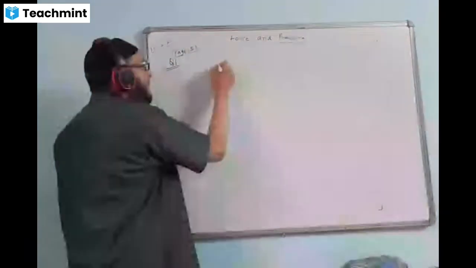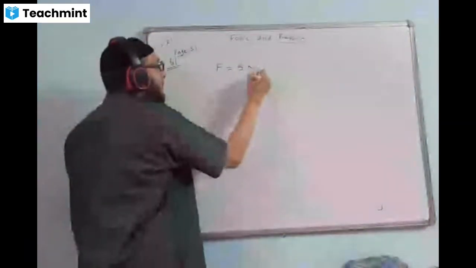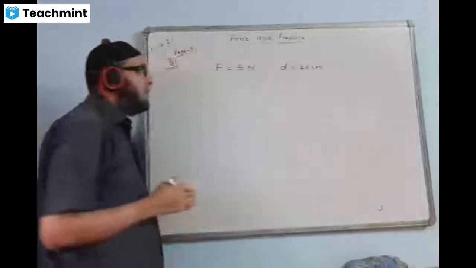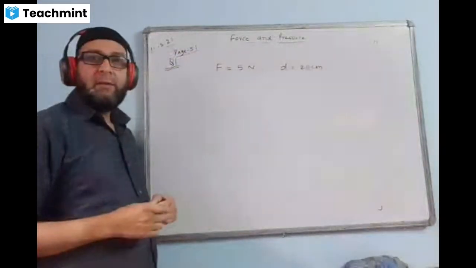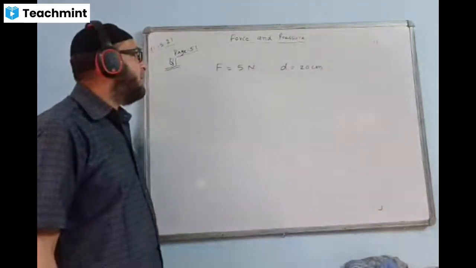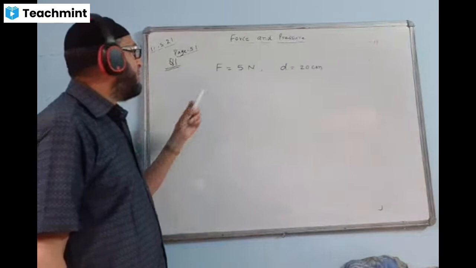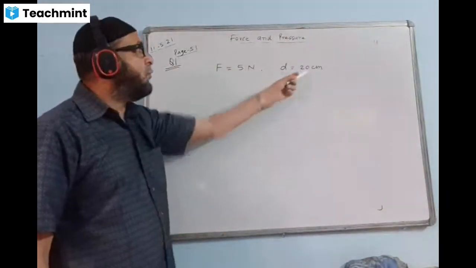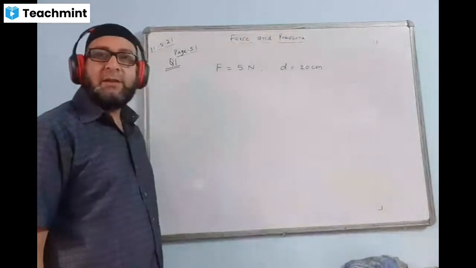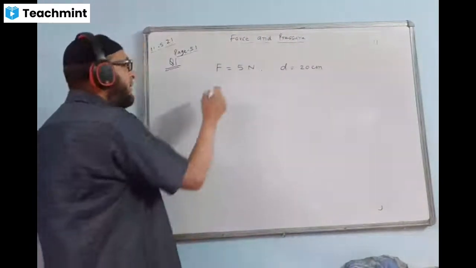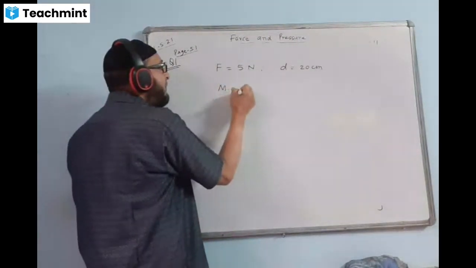Force of 5 Newton is given, F value 5 Newton. Distance is given, 20 centimeters. Right, F is equal to 5 Newton, D is equal to 20 centimeters. D means the distance. And you have to calculate moment of force. Write down below that moment of force, that means MOF you have to find.